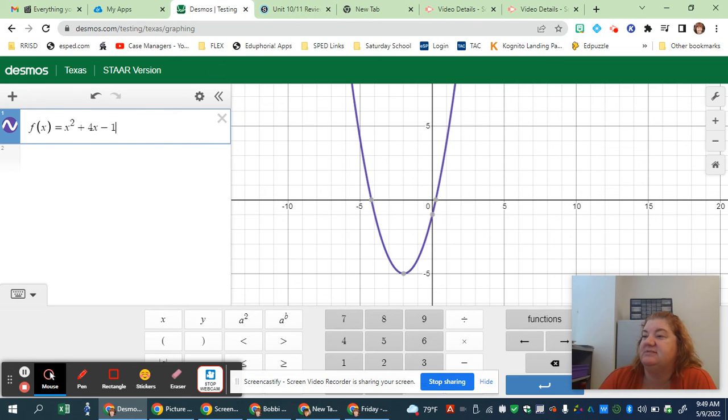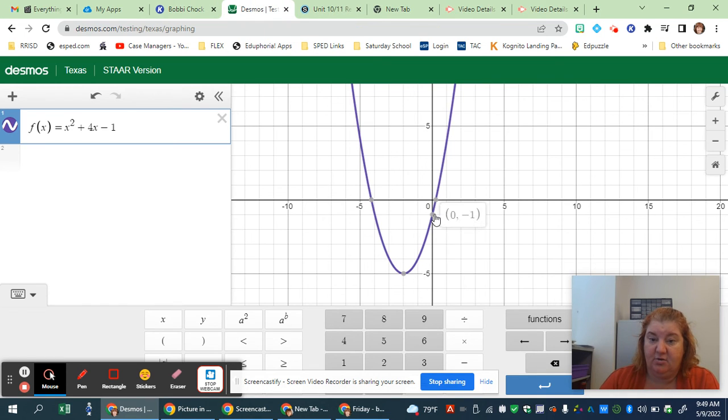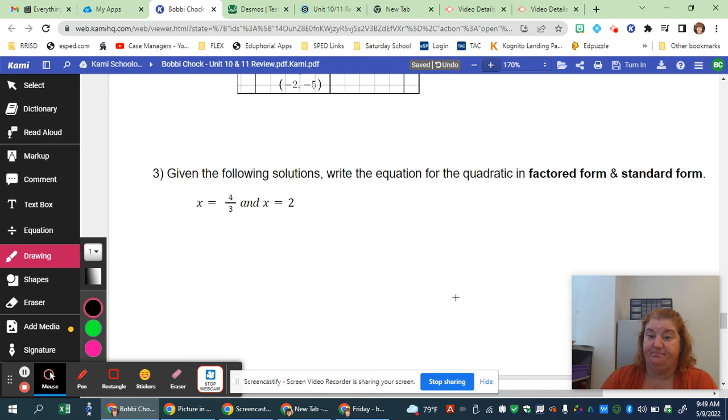So it goes through 0, 1. I know this because it's showing 0, 1, and it goes through -2, -5. I think that one's it. There it is. So it's B. See that? There it is.